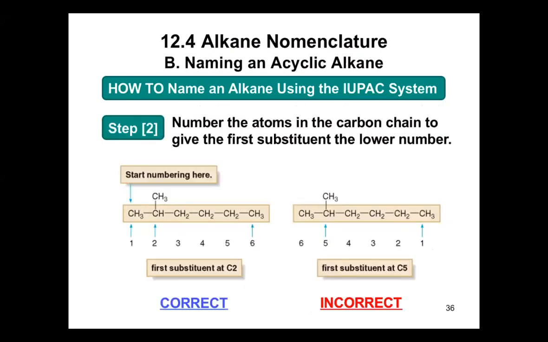Okay, again, yung first step, you have to determine the longest carbon chain or the parent carbon chain. Okay, next one you have to do, working on the same example, 6 carbon chain pa rin yan: number the atoms of the carbon chain, and then you should give the first substituent the lower number.